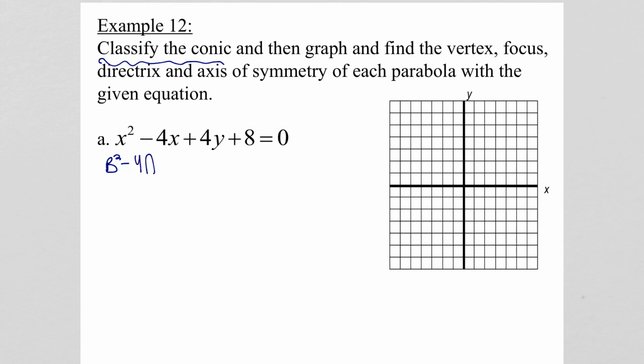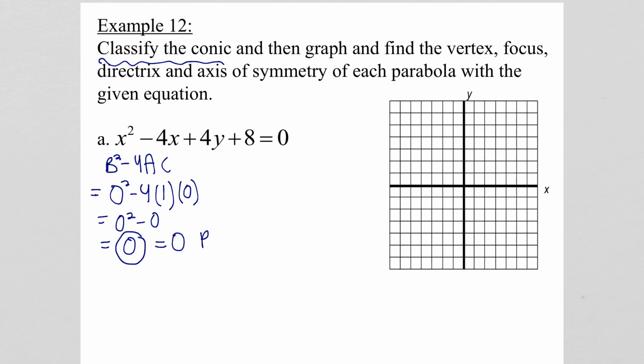So b squared minus 4ac. b is in front of the xy term, which we don't have, so that's 0 squared, minus 4 times, remember a is in front of the x squared term, that's a 1, and c is in front of the y squared term, which we don't have, so that's actually a 0. And this becomes 0 minus 0, which is equal to 0. Because our discriminant is equal to 0, that means, of course, we have a parabola.